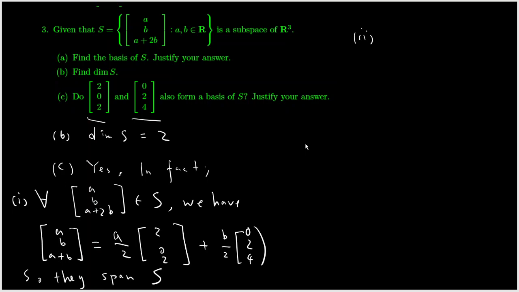The same as before, to show two vectors are linearly independent, we use the shortcut method. We form a matrix with the components of the vectors in columns. The first column is (2, 0, 2), the second column is (0, 2, 4). And then we perform elementary row operations to put the matrix into RREF.